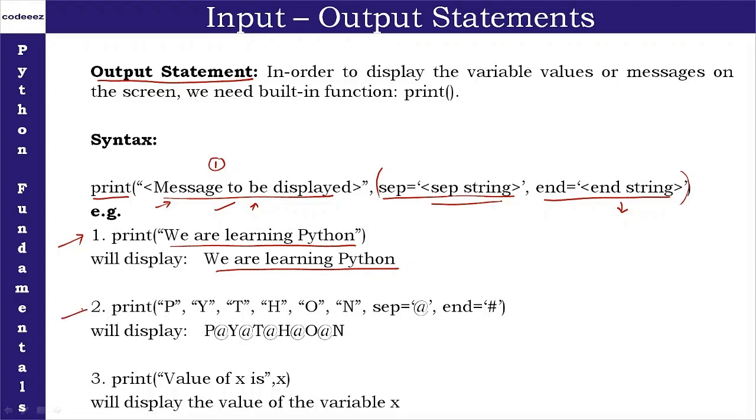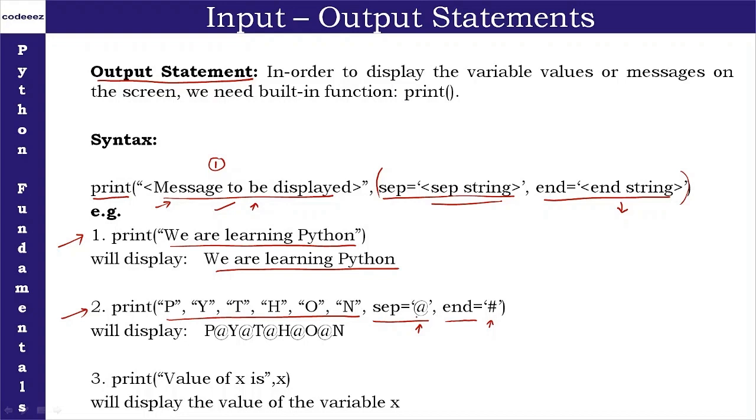In the second statement, what I have done is written the entire content separated by commas. That is, I have simply placed all the characters of Python separated by commas, and then made use of a separator and assigned the value @ as the separator. I have made use of the second option, that is end, and assigned the hashtag character as the end character. Now what will happen?